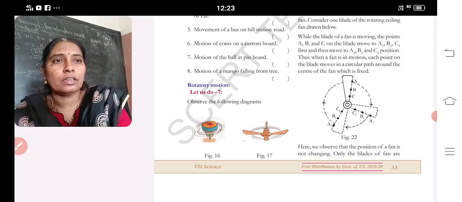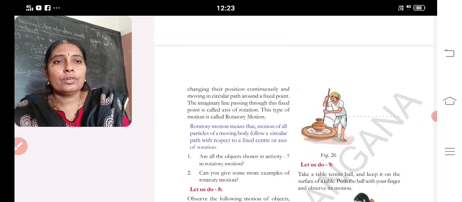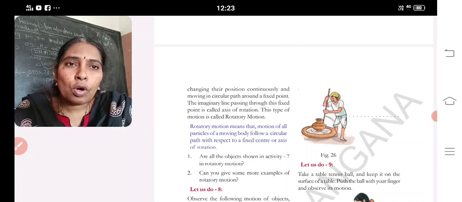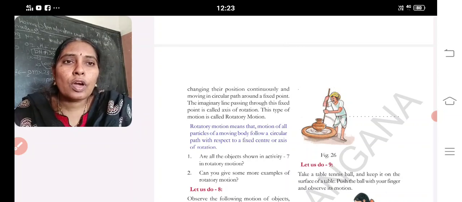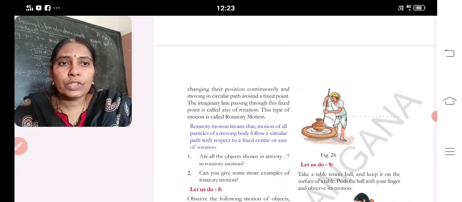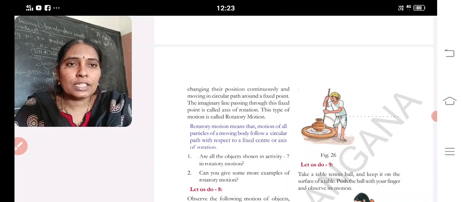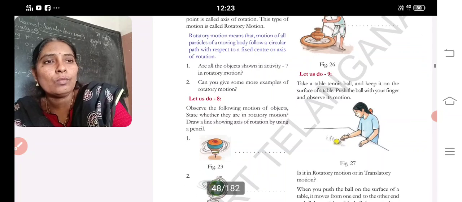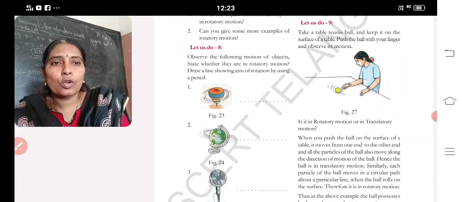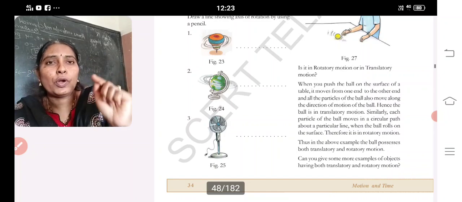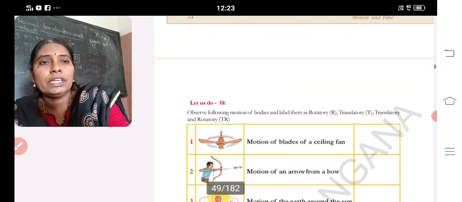Next, rotatory motion. What is meant by rotatory motion? Rotatory motion means that the particles of a moving body follow a circular path with respect to a fixed center or axis of rotation. Here a top, a globe and a fan all move about a fixed point, so they are examples of rotatory motion.